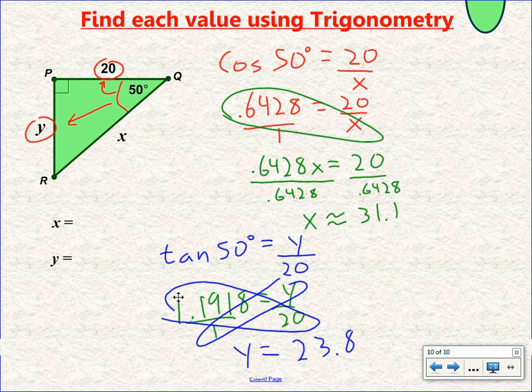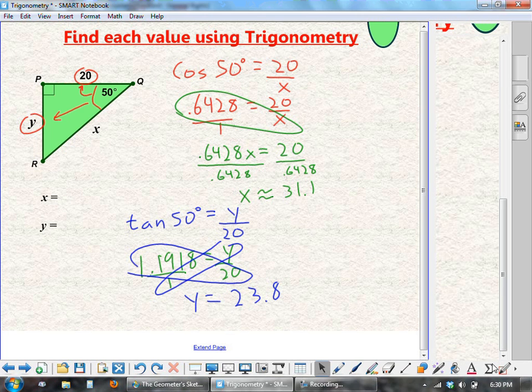Is that what you got? Hopefully it is. And if you look at the sides, they look about right. That's the smaller side, 23.8, and 31.1. Hopefully those examples made a little bit of sense. If you need to go back and watch them again, you are welcome to do so. And I hope you learned a little bit from that.